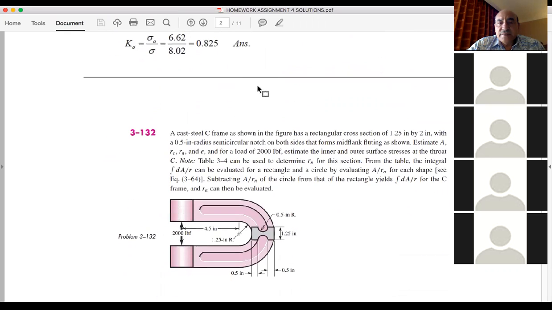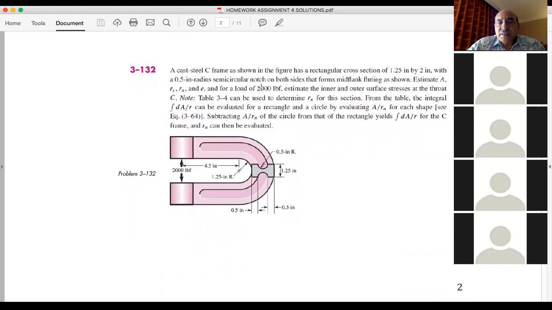talk about the idea for the next problem, and this next problem is on a C-clamp. On the C-clamp, you have a force of 2,000 pounds, and the C-clamp has kind of a groove in the middle on both sides, and the groove has a circular radius, and the circular radius here is 0.5 inches. So the cross section looks like an I-beam with a groove circle, 2 circles on both sides, and we want to find the stresses on that section.